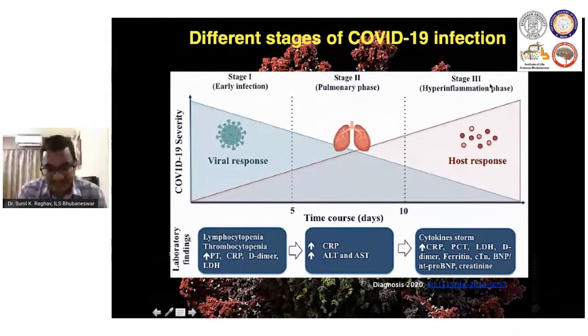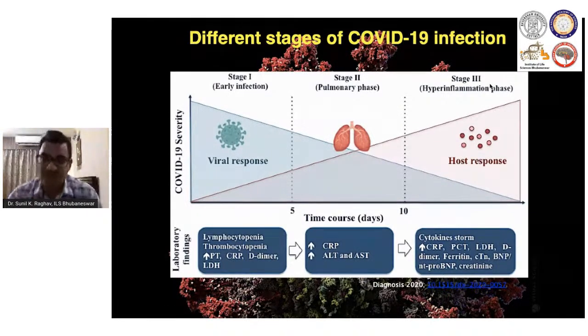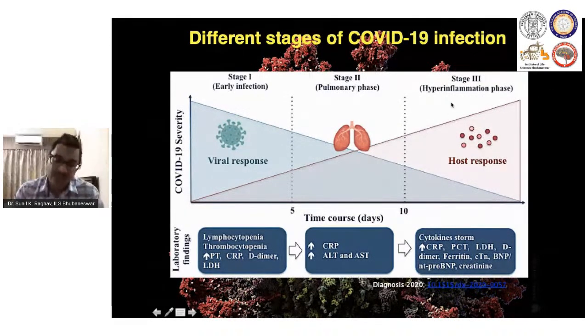And in stage 3, you get the hyperinflammation phase, that we call cytokine storm, where there is a very strong host response. And this host response is basically lethal in the lungs, and that creates almost a fibrosis-like situation. IL-6 is the major cytokine that is known to be linked to this hyperinflammation phase.